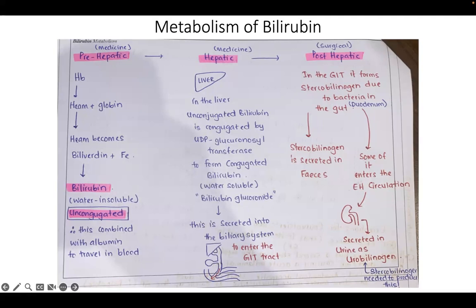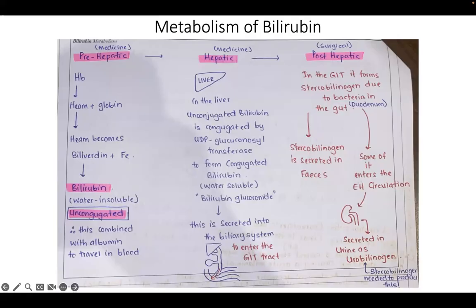This is secreted into the biliary system. This is what leaves the liver. It will leave the liver, enter the biliary system, and finally enter the duodenum. That's how it enters the GI tract. So post-hepatic, that is after the liver, it will go in the biliary system into the GIT.